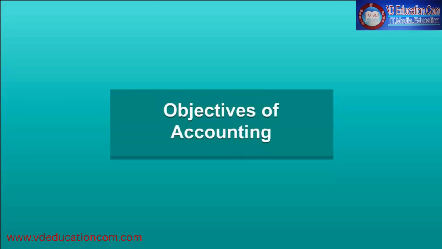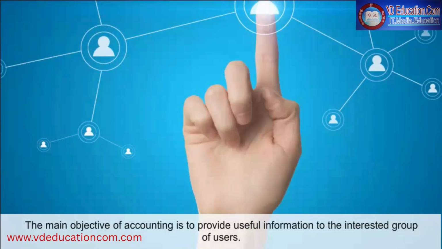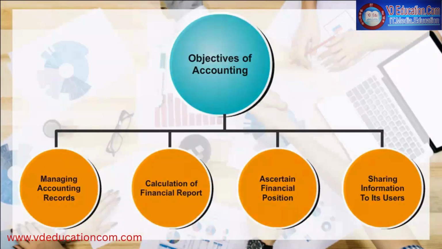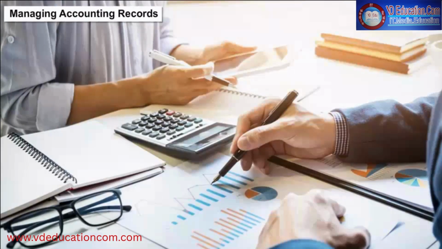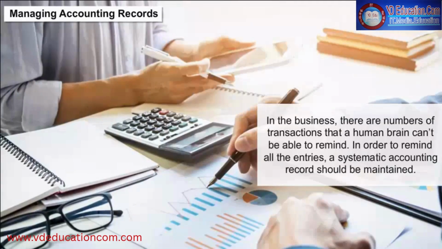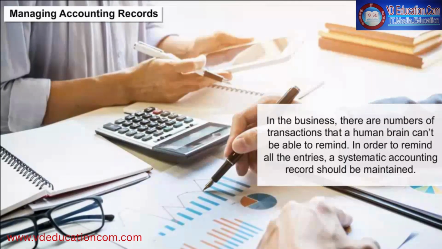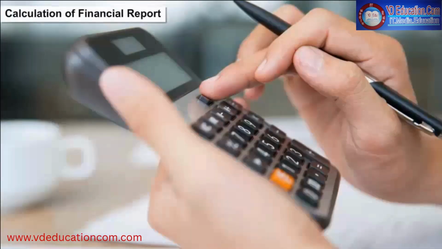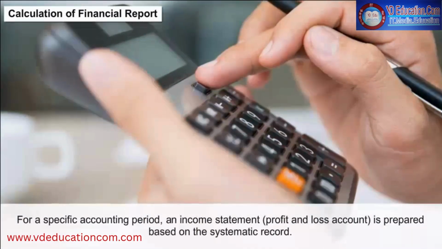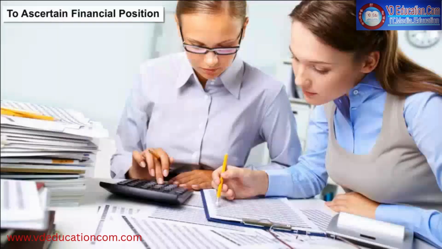Objectives of accounting. The main objective of accounting is to provide useful information to the interested group of users. Accounting objectives are classified into different sections. Managing accounting records. In the business, there are numbers of transactions that a human brain can't remember. In order to remember all the entries, a systematic accounting record should be maintained. Calculation of financial report. For a specific accounting period, an income statement and profit and loss account is prepared based on the systematic record to ascertain financial position.